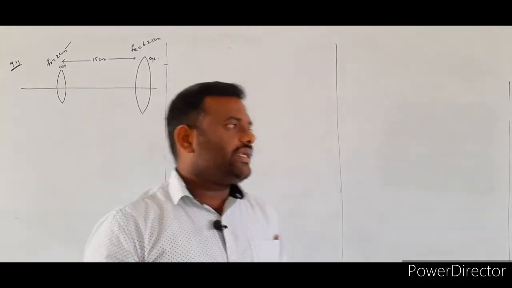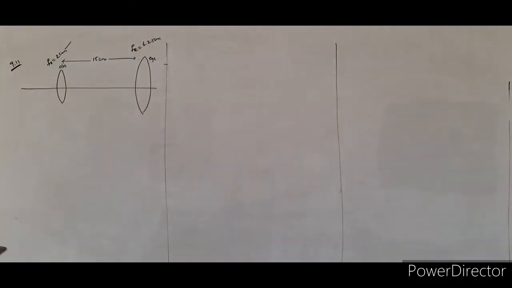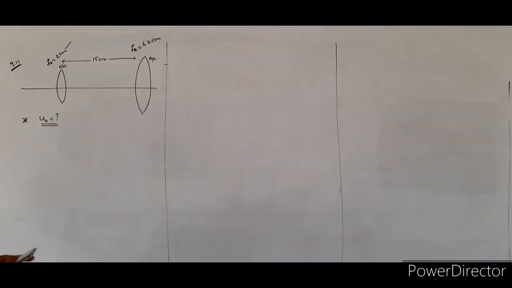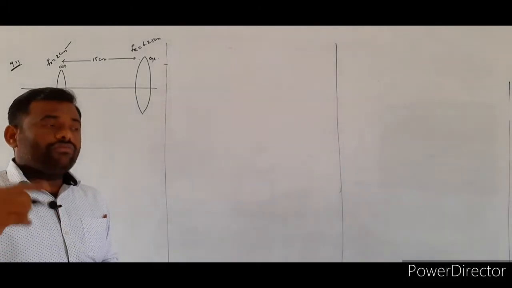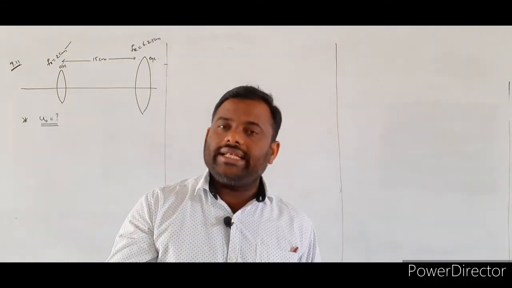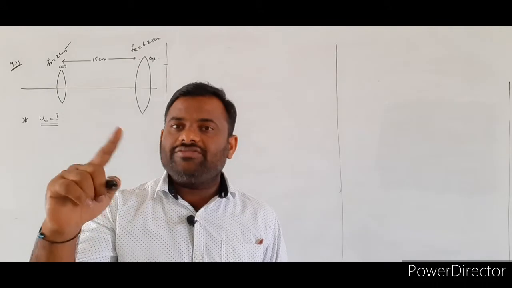Infinity. So here we are going to calculate the position of the object with respect to the objective lens, when the final image will be formed at the least distance of distinct vision, and when the final image will be formed at infinite distance.